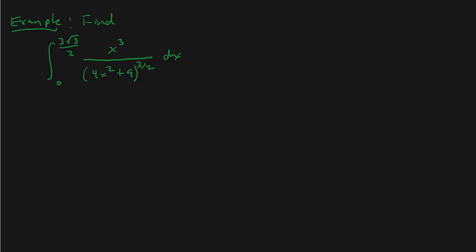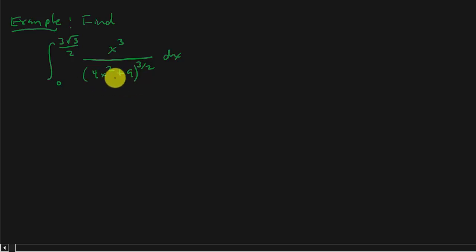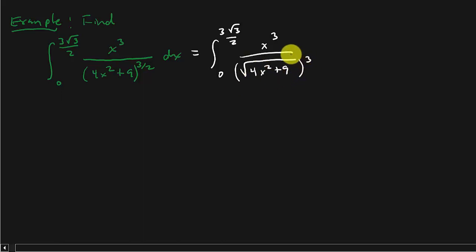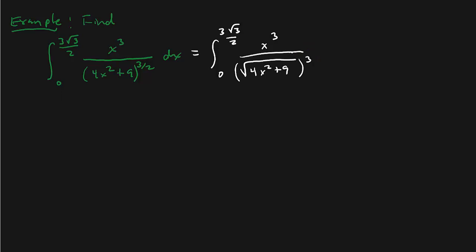So how about this one? All right, so this one kind of looks like a nasty one here. And it doesn't really seem to match what we've had. Everything was square roots, right? So let's write this: integral from 0 to 3 square root of 3 over 2, x cubed over, and that's going to be the square root of 4x squared plus 9, cubed. All right. Now, how about this one?